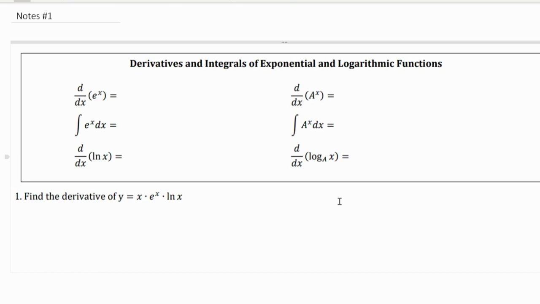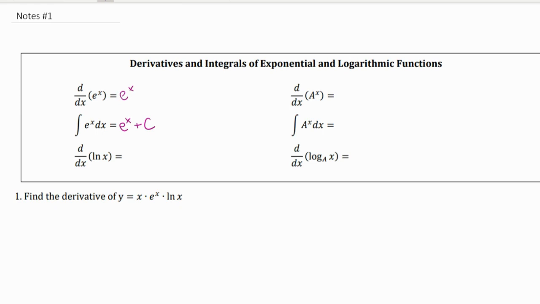That you need to know for this class in terms of derivatives and integrals of exponential and logarithmic functions. So you already did an exploration, so none of this should be shocking to you. But just to review, the derivative of e to the x is e to the x, which also means the antiderivative of e to the x is e to the x plus c.